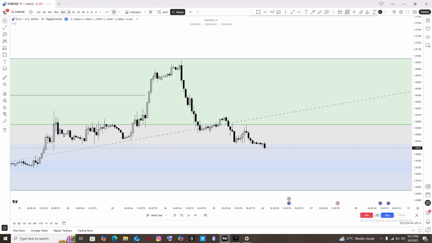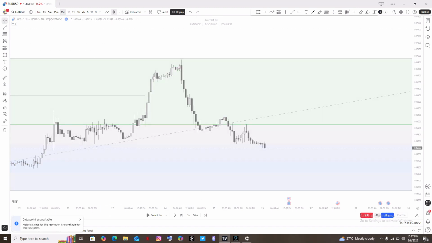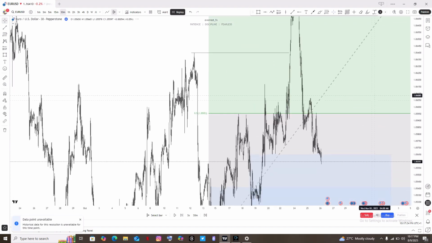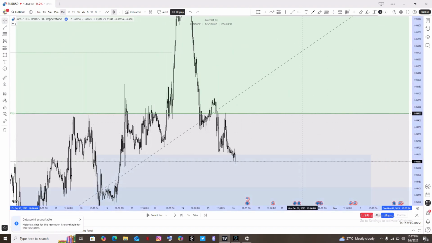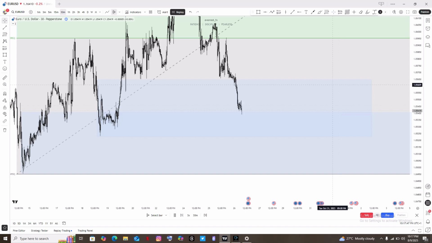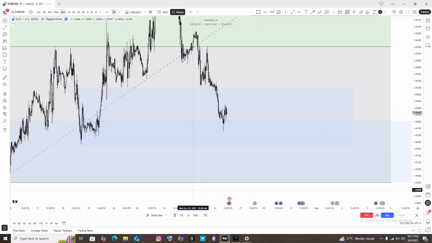I now go down to my 1 hour or 15 minutes, probably to look for a break of structure to the upside, a change of character. So I just want to show you guys how to use these tools. It's nothing so difficult. Okay, let's watch and see what price will do now.